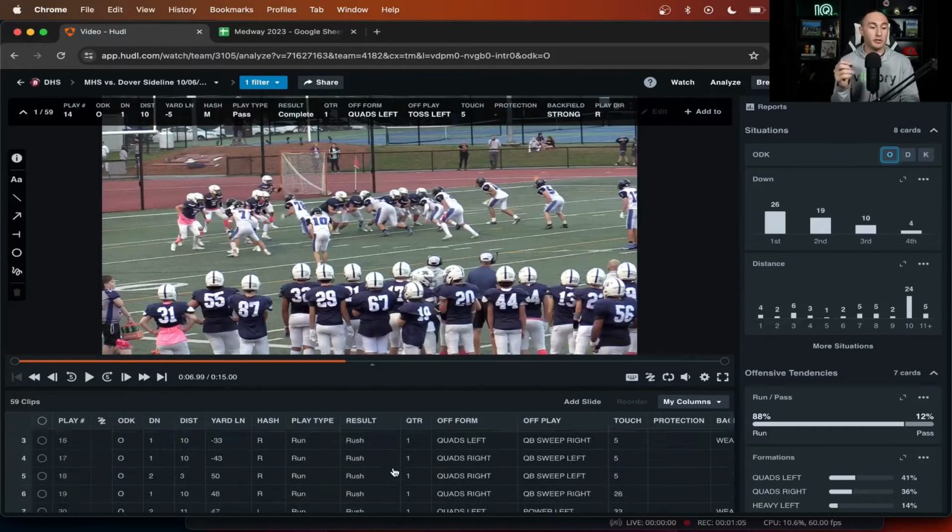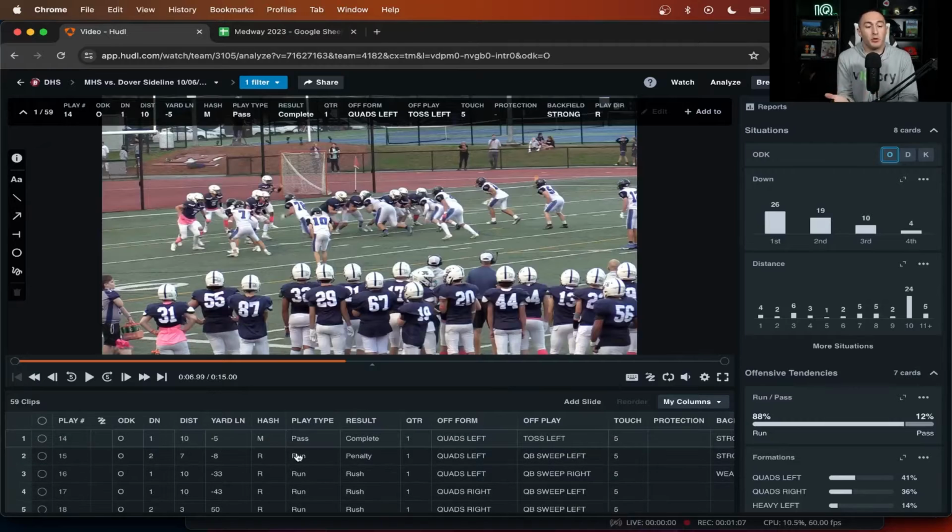You look at all of these columns in the very bottom. Most of them are filled out by the people running Hudl Assist, so it just makes our job a heck of a lot easier. Okay, so starting at the bottom, we're going to look at the columns, and this is the columns I like for defense.